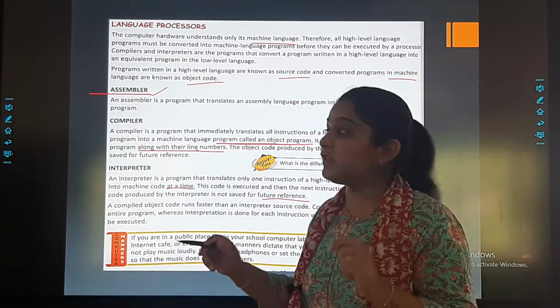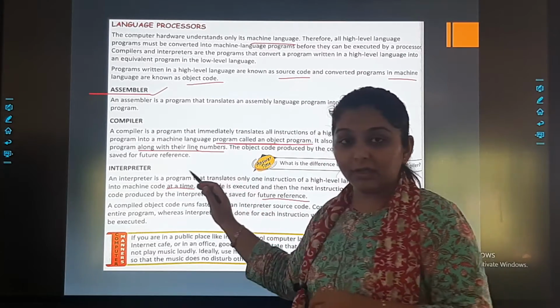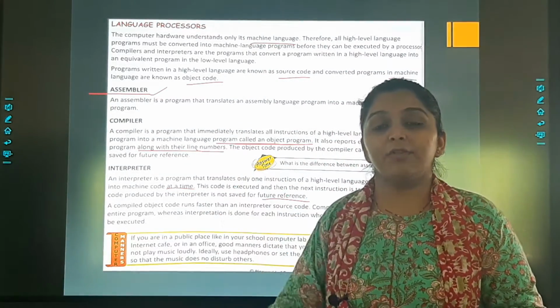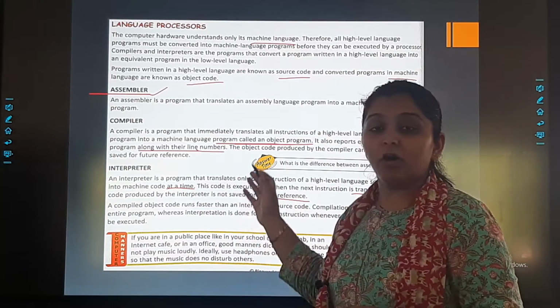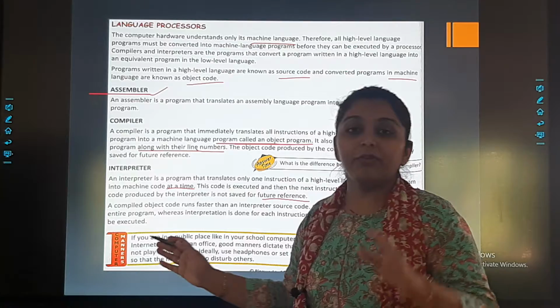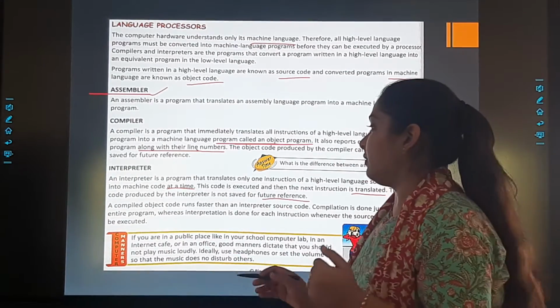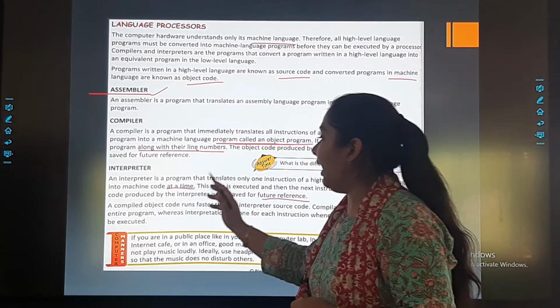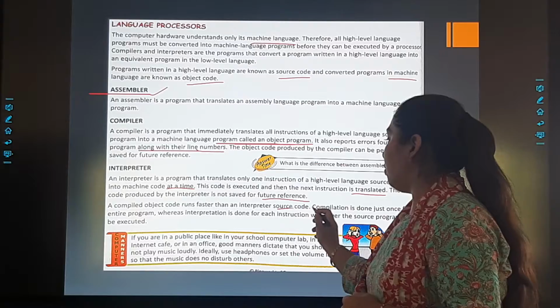Now this is the difference between the compiler and interpreter. यहाँ पे जो भी code हमको मिल रहा था object code, we can save it for future reference. But when we are getting the object code from the interpreter, we cannot save it for future reference. Next, a compiled object code runs faster than interpreter source code.